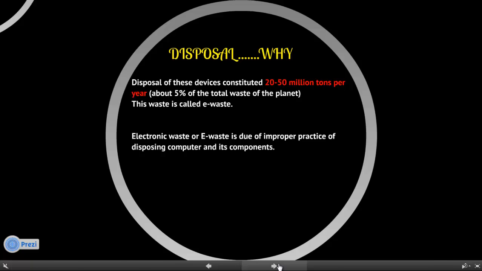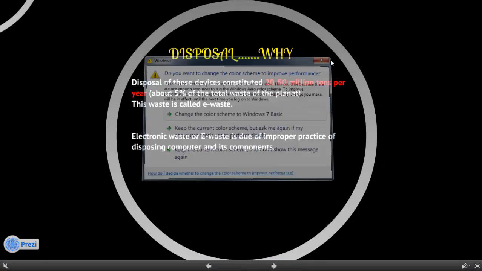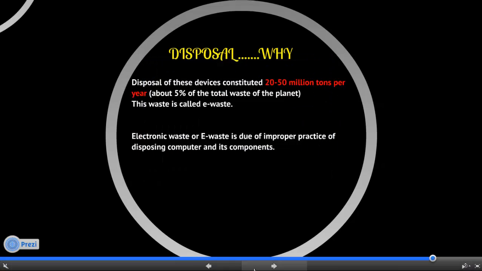Disposal of these devices constitutes 20 to 50 million tons per year, so the total waste of the planet is nearly 5%. This is called e-waste. Electronic waste is due to improper practice of disposing of computers and their components.